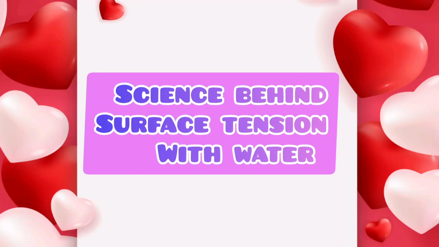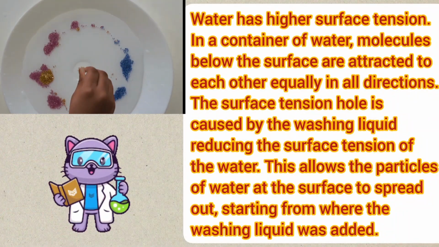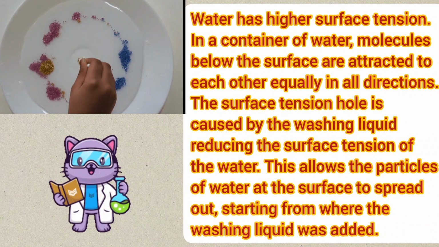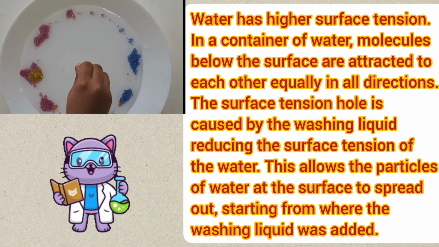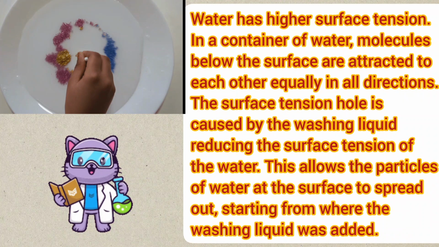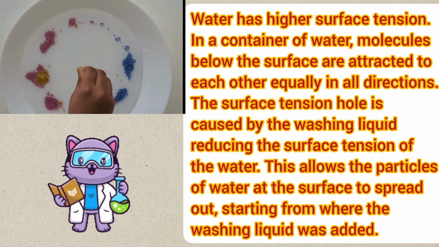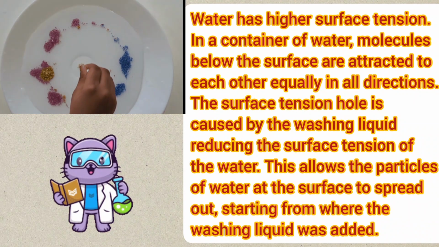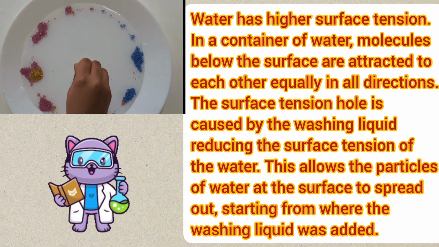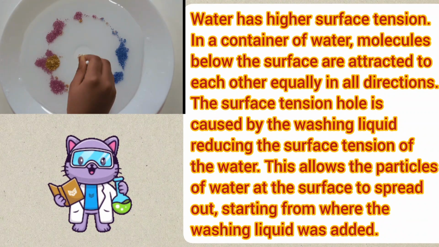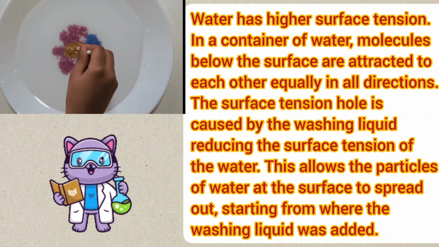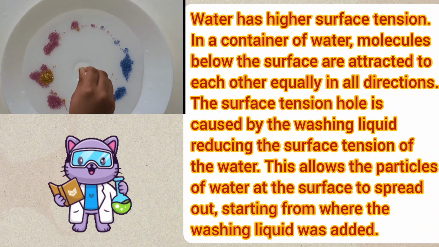Science behind surface tension with water. Water has higher surface tension. In a container of water, molecules below the surface are attracted to each other equally in all directions. The surface tension hole is caused by the washing liquid reducing the surface tension of the water. This allows the particles of water at the surface to spread out, starting from where the washing liquid was added.